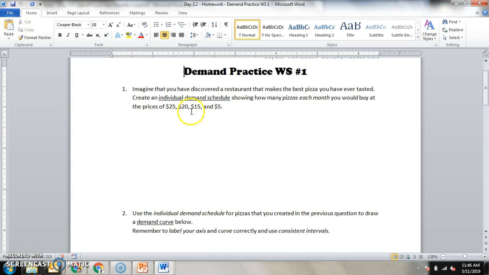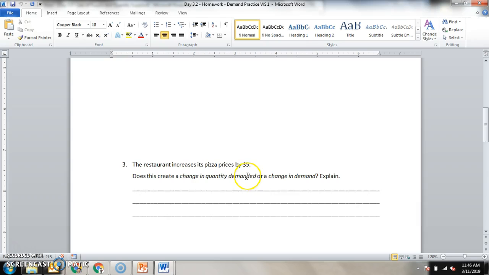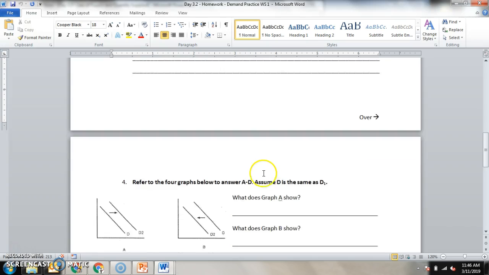So looking at the homework, you created an individual demand schedule. As your price increases, your quantity demanded should decrease, basically following the law of demand. You graph that. Your demand curve should have a negative slope, and then make sure you label your axes and curves. And then if the restaurant increases their pizza prices, that's going to create a change in quantity demanded because we have this change in price.